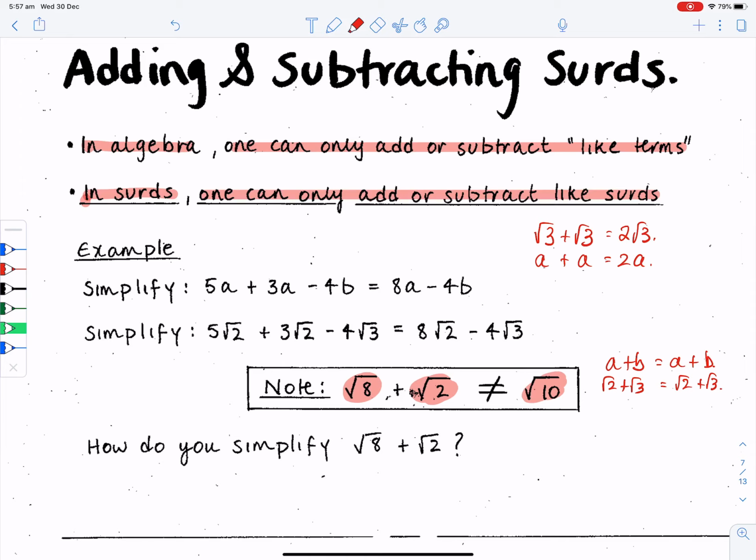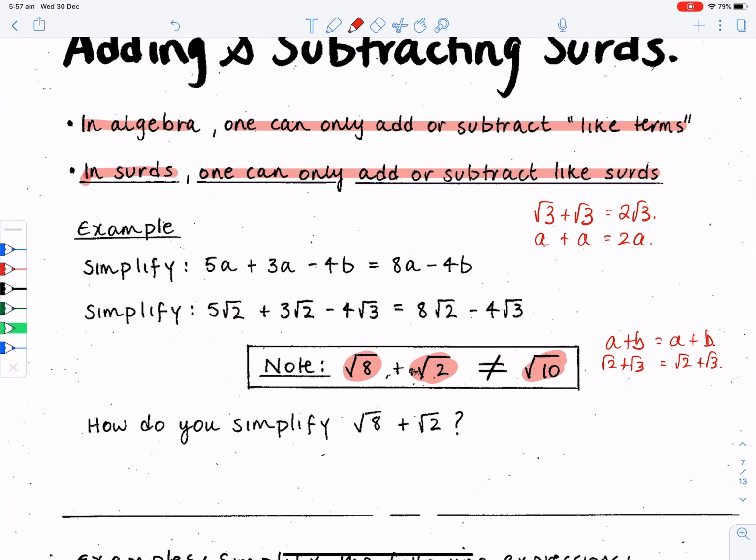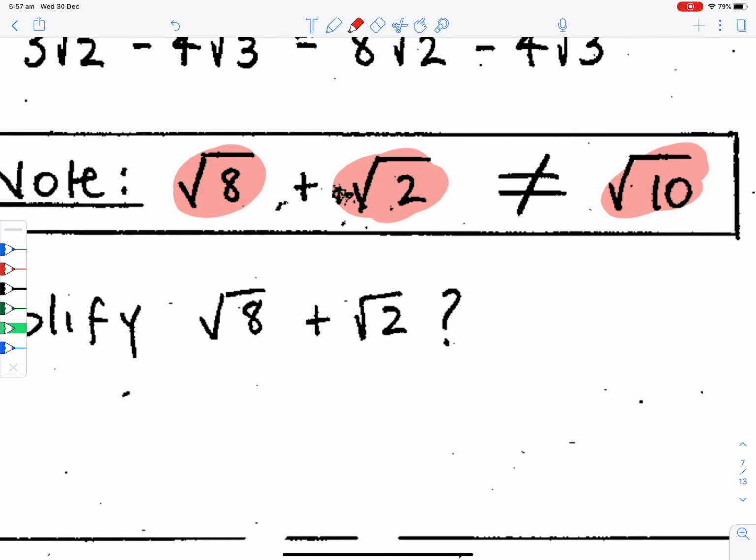Now, if you look at this example, root 2 plus root 3 can't be simplified, so it stays as root 2 plus root 3. If you look at root 8 plus root 2, I just said a minute ago that root 8 plus root 2 is not root 10, and that's 100% true. So what do you do when you're trying to simplify these questions? Well, the first thing you should do is check to make sure if each surd is in its simplest form. That one is not, and that one is.